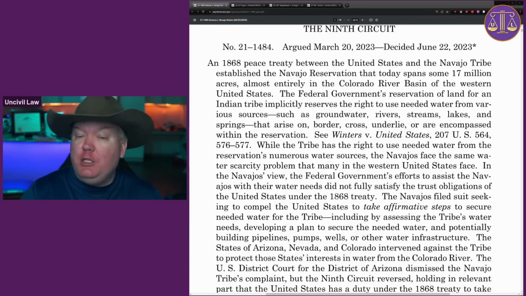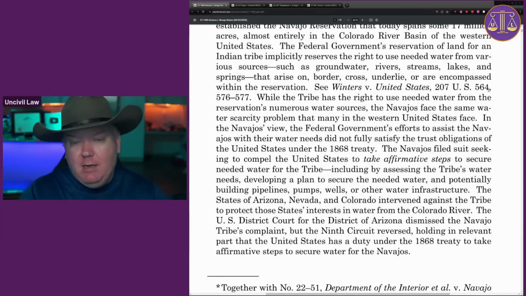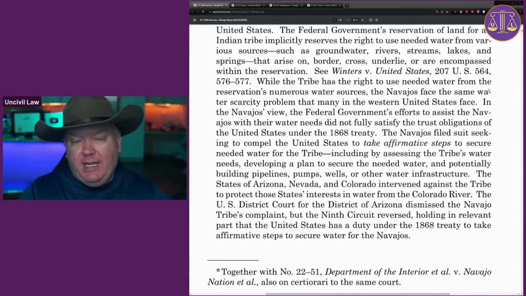While the tribe has a right to use needed water from the reservation's numerous water sources, the Navajo face the same water scarcity problems that many in the western United States face. Yeah, not the first time there's been a conflict over water in the western United States. Happens quite a bit. In the Navajo's view, the federal government's efforts to assist the Navajo with their water needs did not satisfy the trust obligation of the United States under the 1868 treaty. The Navajo filed suit seeking to compel the United States to take an affirmative step to assist the Navajo with their water needs under the treaty.